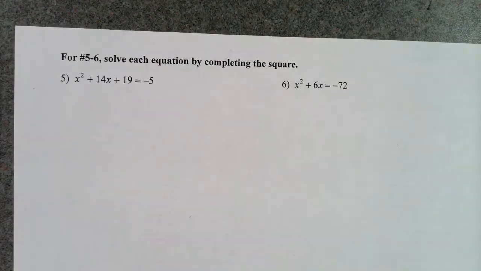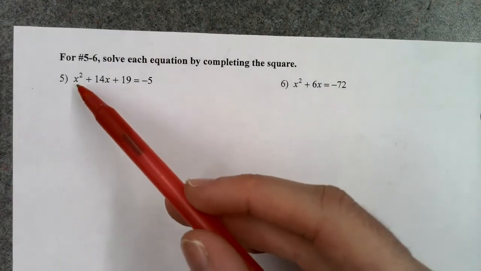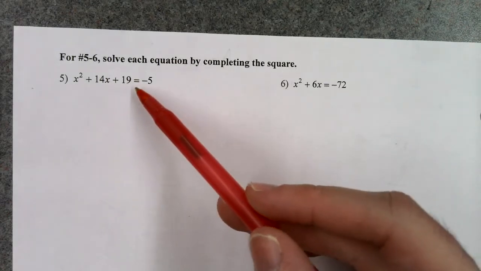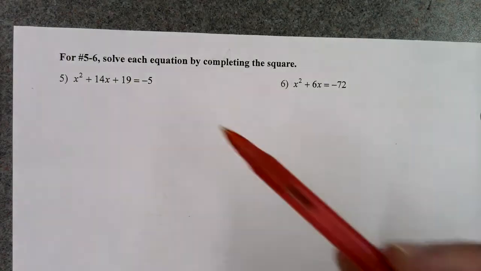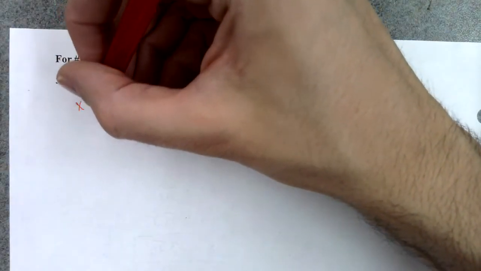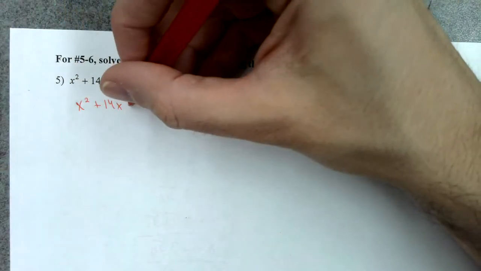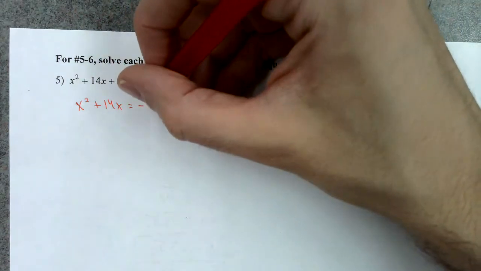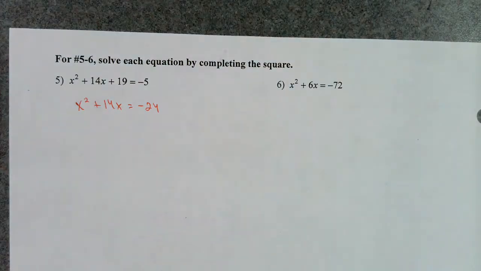Whenever you want to complete the square, you've got to get x squared and x on one side and you need your constant term on the other side. So I'm going to subtract 19 on each side. So I get x squared plus 14x equals negative 24. Negative 5 minus 19 is negative 24.